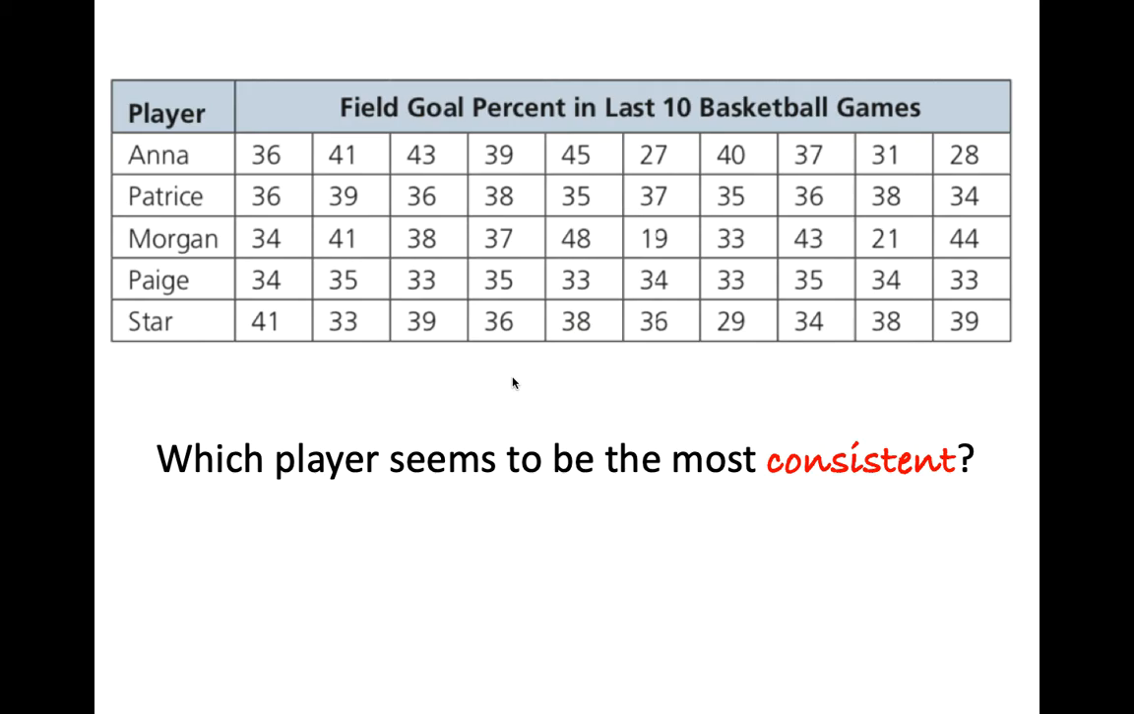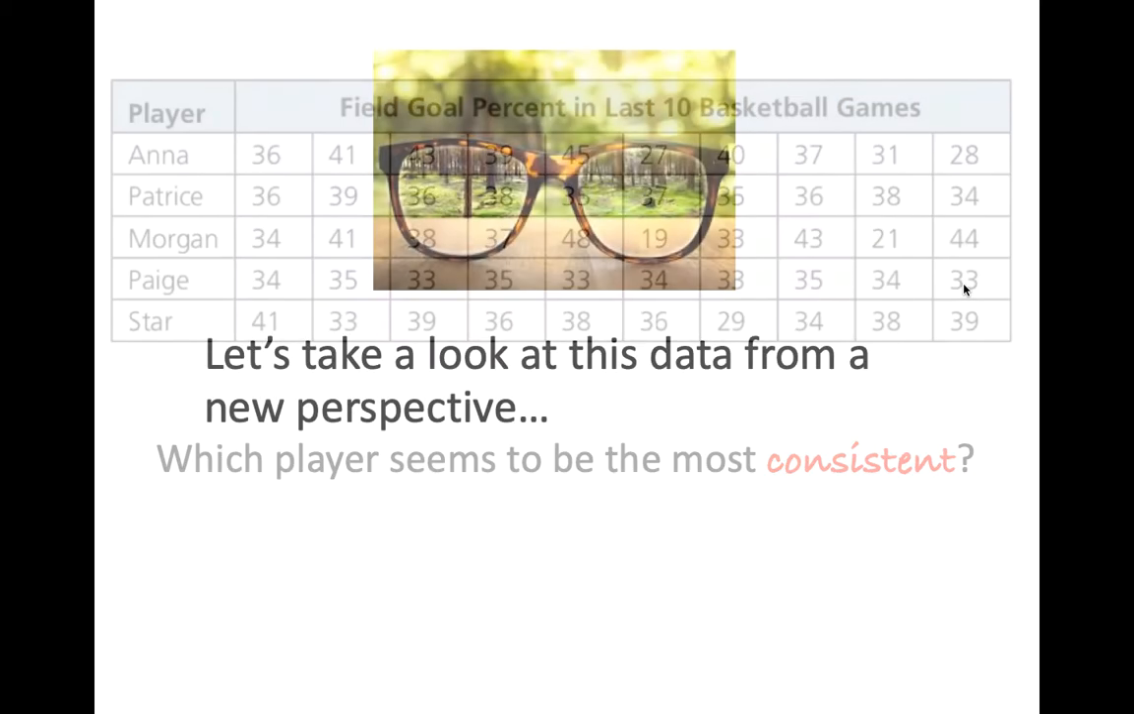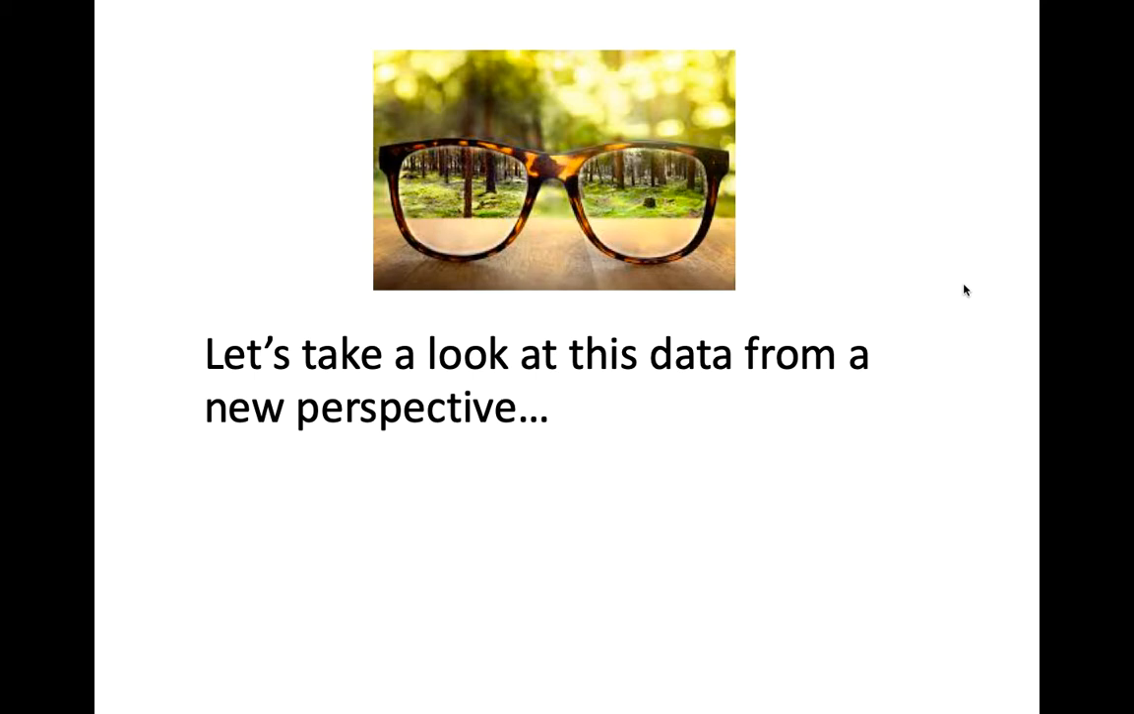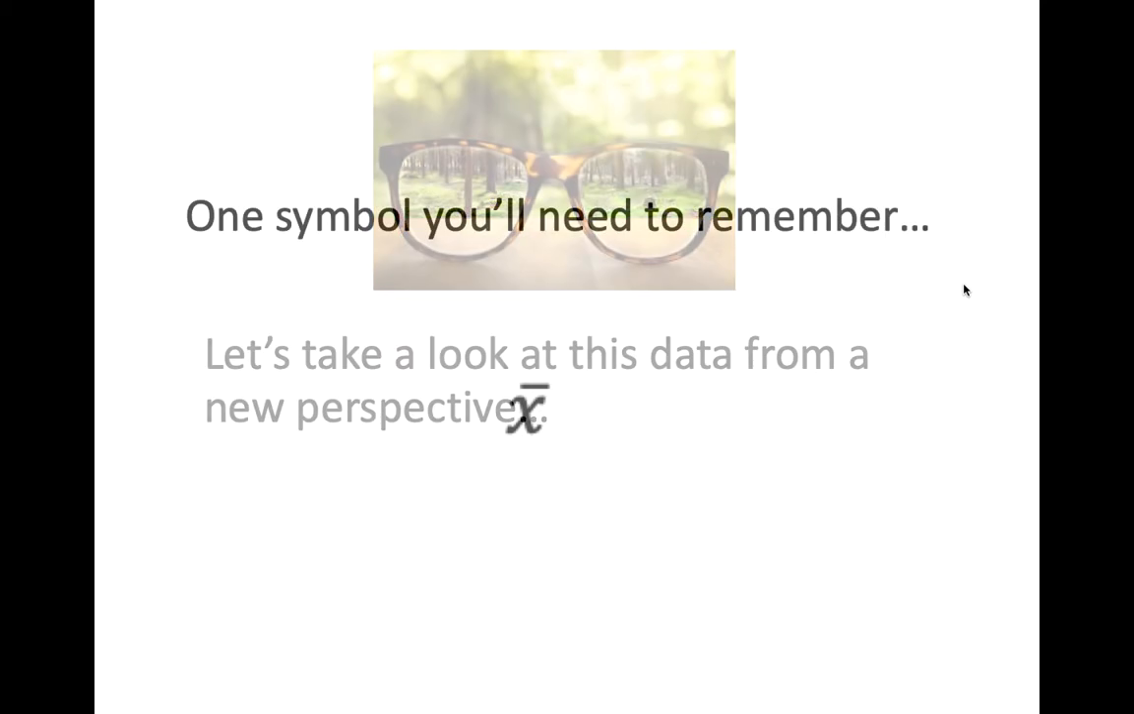As we look at this, most people took some time and realized that when they zoned in on it, Paige seemed to be quite consistent. Her highest was 35, her lowest was 33, and all of her numbers kind of seemed to bounce around there. So we say that she's most consistent. What we're going to do is take this data set and now look at it through another lens, from a new perspective. We're going to take a look at what it means to find the standard deviation, and then we'll play around with that number a little bit.